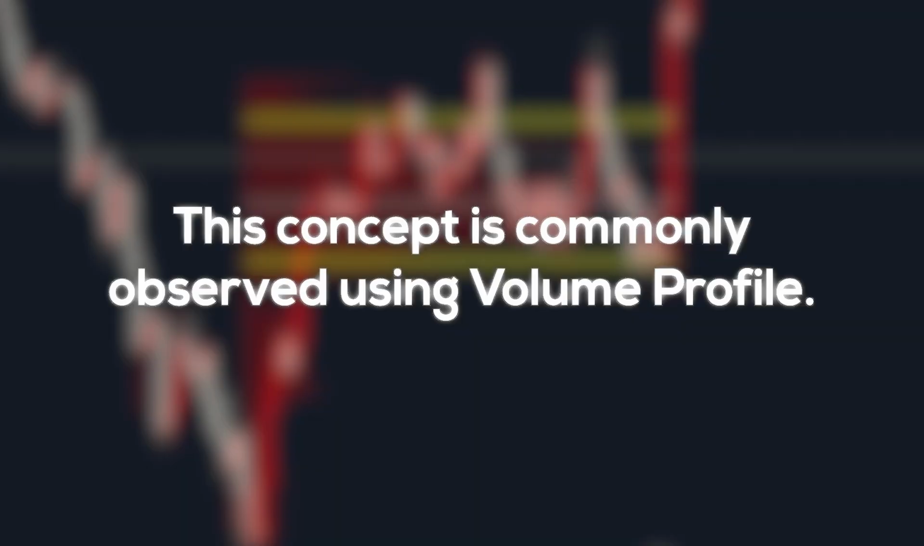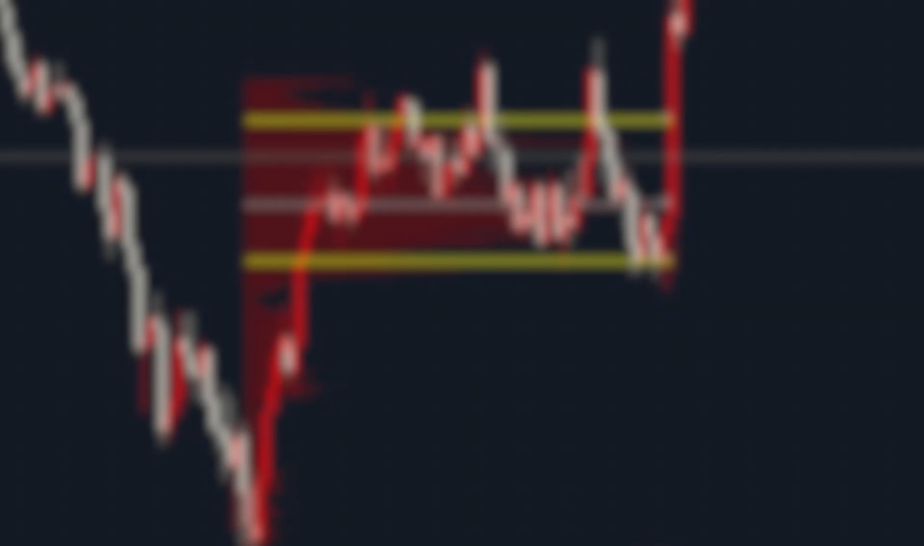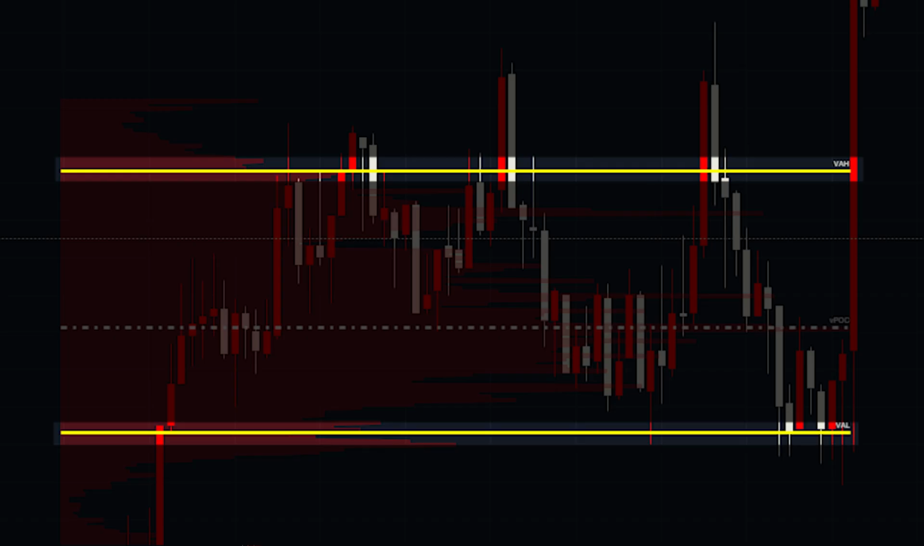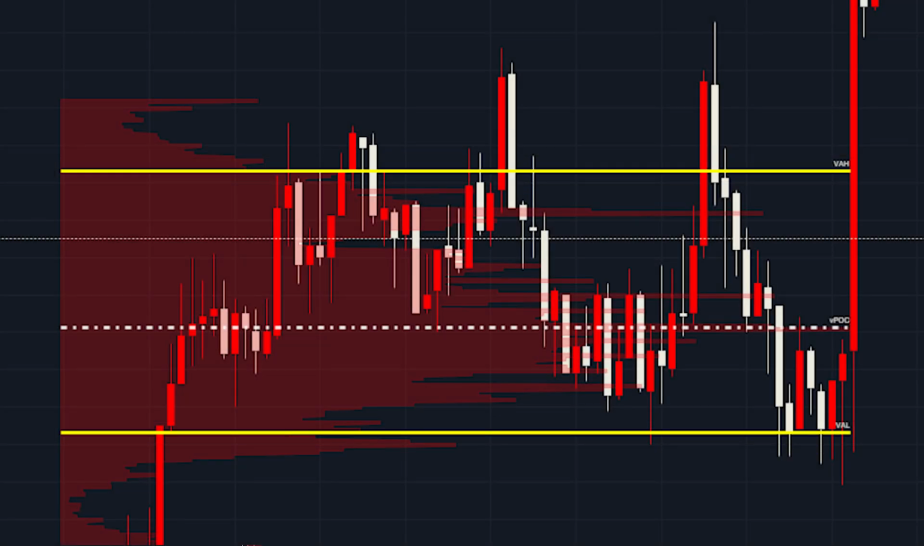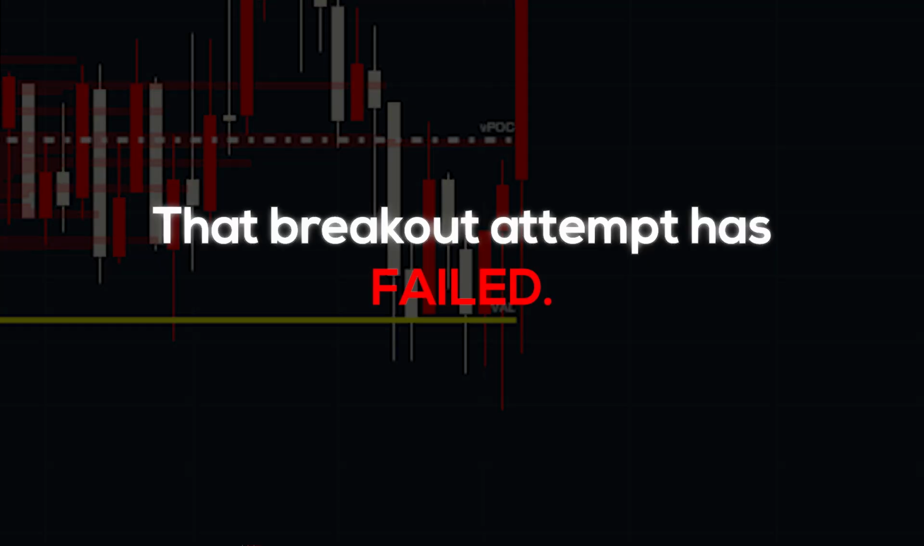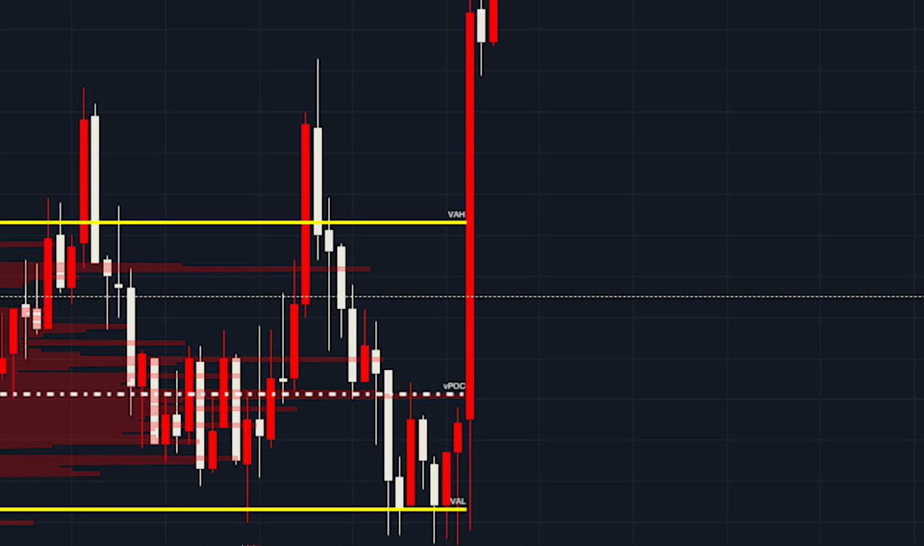This concept is commonly observed using volume profile. For example, when price breaks above the value area high or below the value area low, it is attempting to enter price discovery. But if the market quickly rotates back inside the value area, that breakout attempt has failed. It means the market is not accepting those new prices and prefers to return to previously established value.